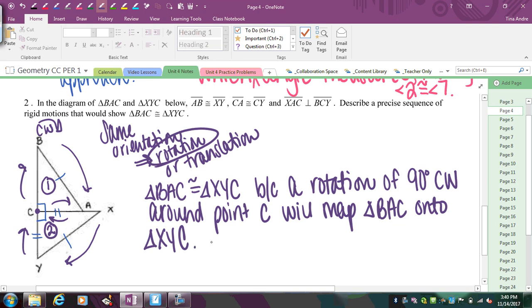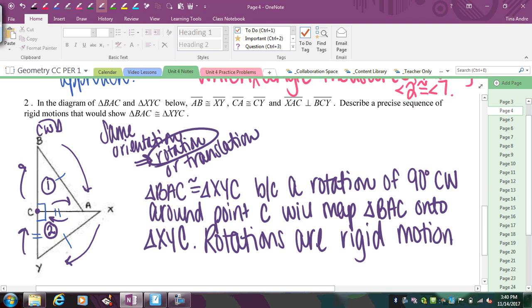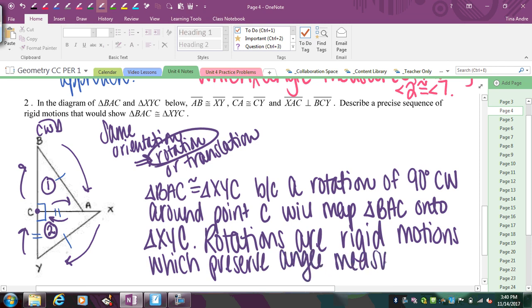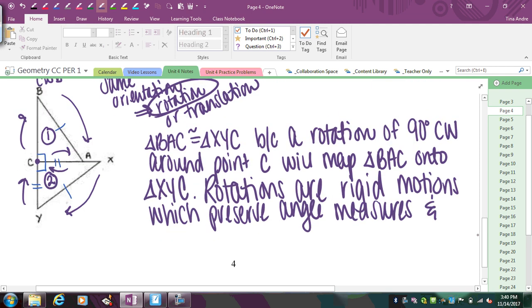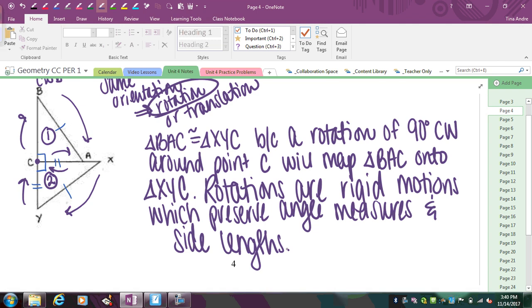Because a rotation of 90 degrees would map the triangles onto each other. And then I can just simply add in, so I stated the specific rigid motion, and now I can just say rotations are rigid motions which preserve angle measures and side lengths, which is what will keep the same shape and the same size, making those figures congruent. So that's not an official proof. Transformational proofs are much more complicated than just that. But this just kind of gives you an idea of how you could get one figure onto the other and why they would be congruent.